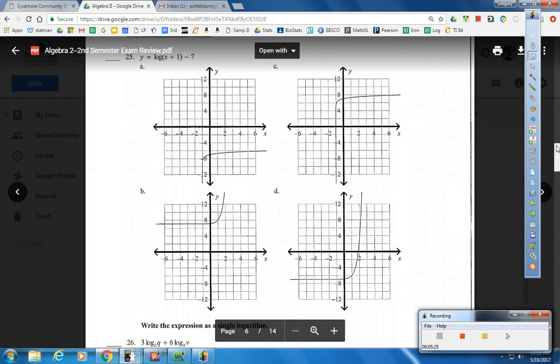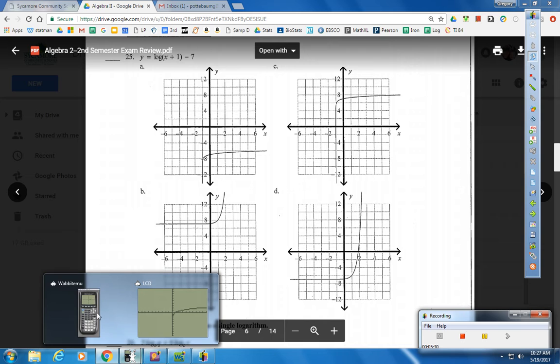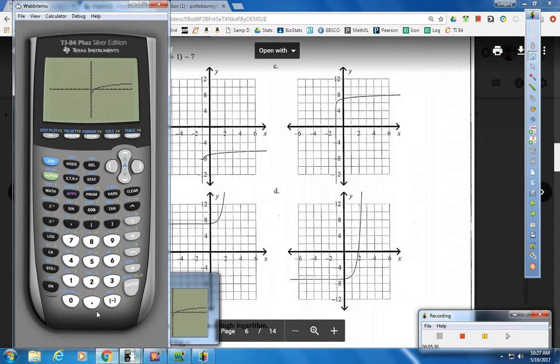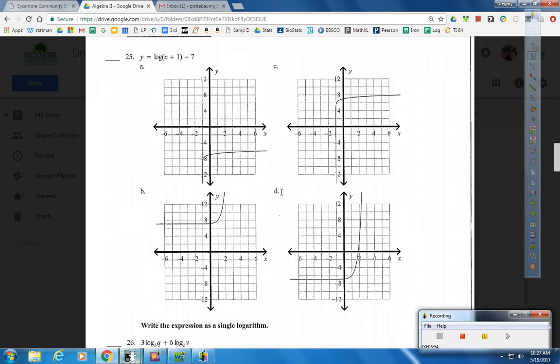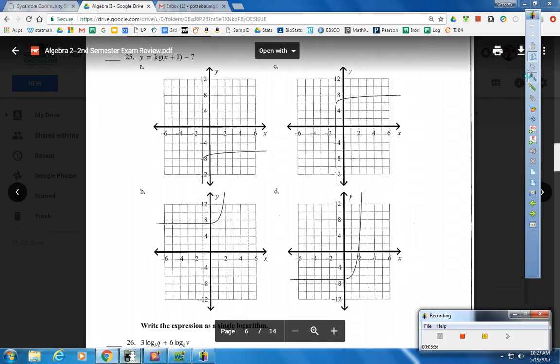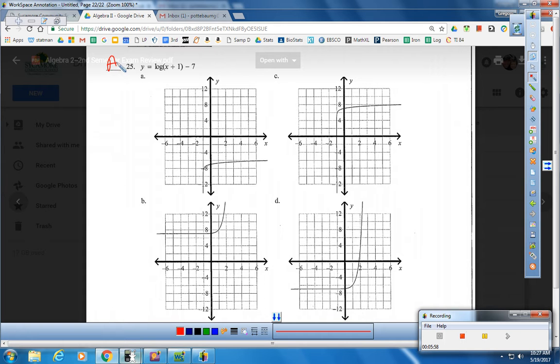Number 25, we have another graph. Now the nice thing here is in either calculator, we can type it in the same way because we just have to hit the log button. Remember that's log base 10. So it's y equals log(x + 1) minus 7. And hopefully after doing enough graphing, you know that this graph should be shifted down 7. So when I graph this, hopefully you see that it's been shifted down 7. So this looks a lot like letter A. So this one, 25, is A.